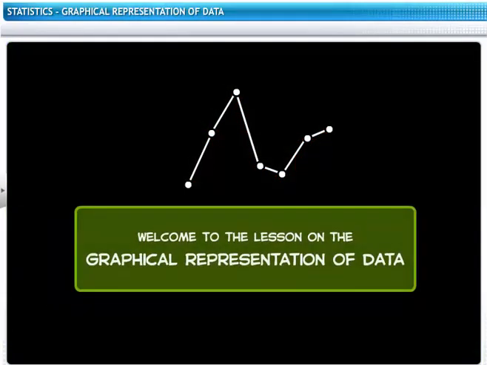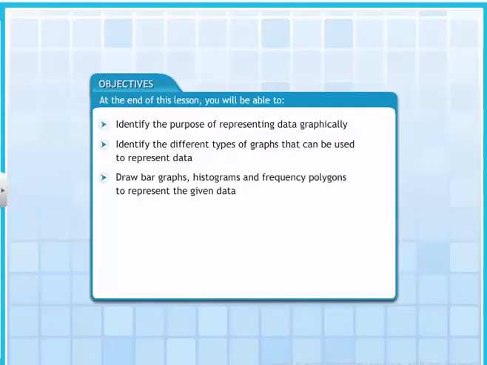Welcome to the lesson on the graphical representation of data. At the end of this lesson, you will be able to identify the purpose of representing data graphically and identify the different types of graphs that can be used to represent data. You will also be able to draw bar graphs, histograms, and frequency polygons to represent the given data.